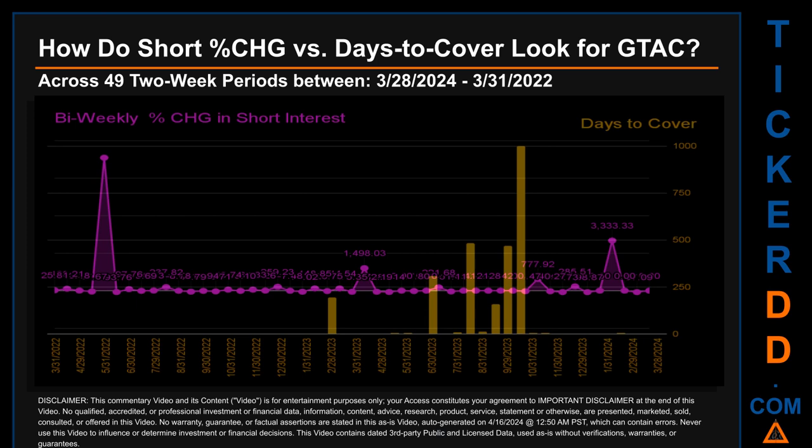Other interesting data points include: the largest percentage increase in short interest was 8,850.00%. The largest percentage decrease in short interest found across those 49 2-week snapshots was minus 98.87%. It occurred once on the 12th of January 2024 settlement date. The average days to cover was about 54.92. The biggest days to cover was 999.99 and it happened once on October 13, 2023 settlement date.